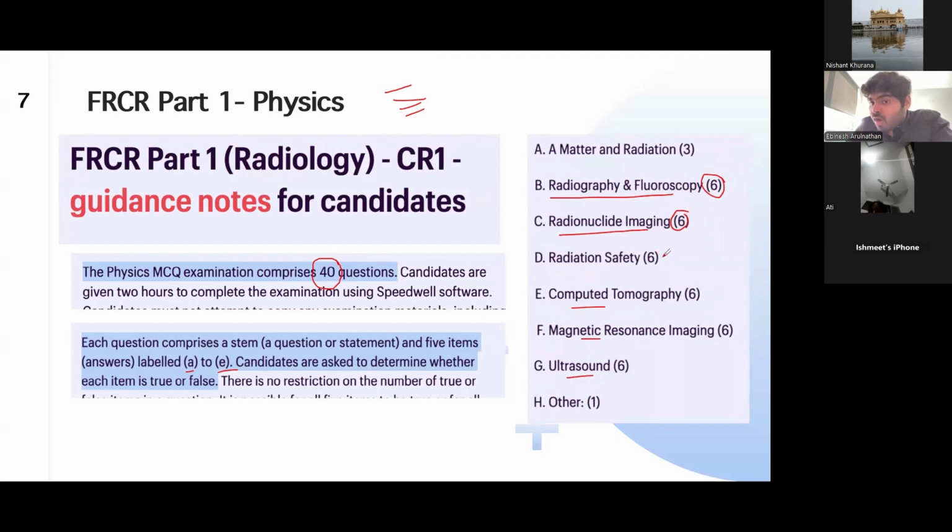So it is wrong if someone says CT and MR are important and X-rays are not important. No. You're going to get six questions on each modality. From all the modalities, you're going to get six questions each. So each of these modalities is important, and radiation safety is as important as any other imaging modality, right?